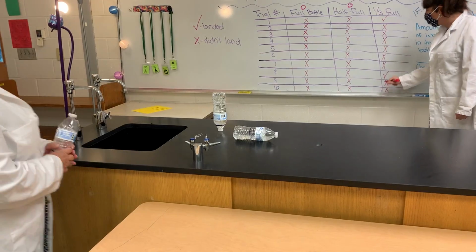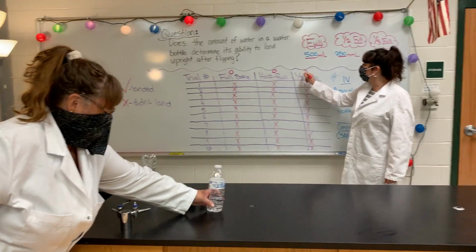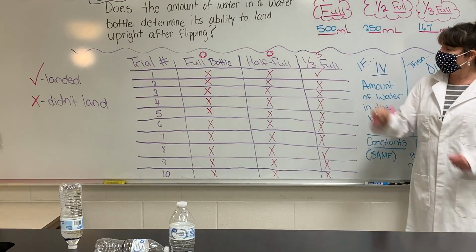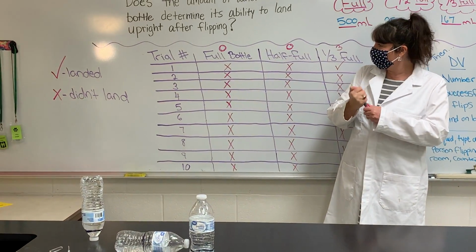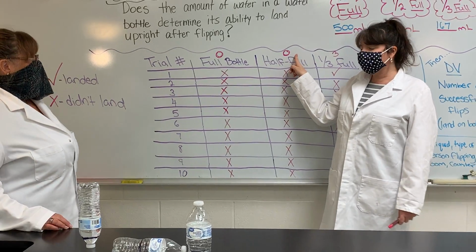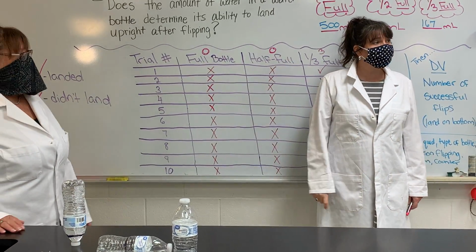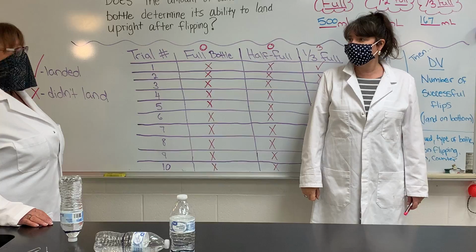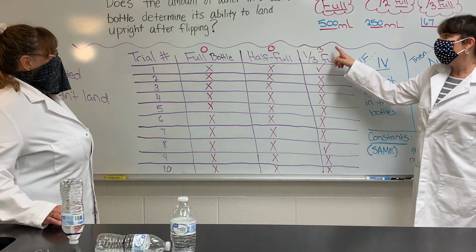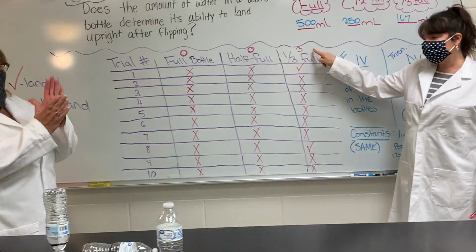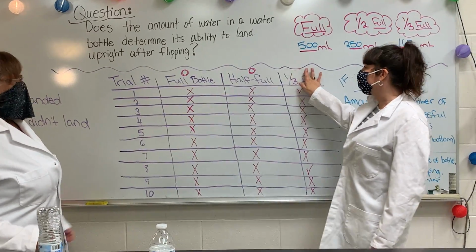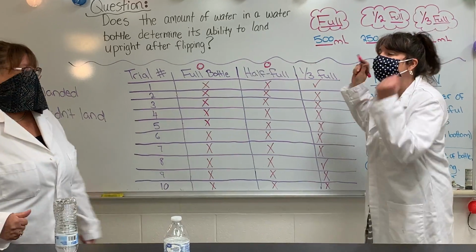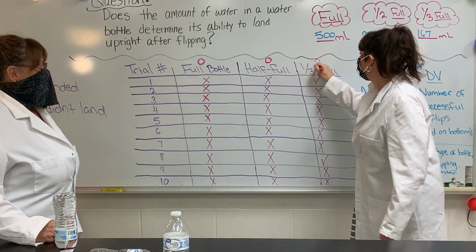Oh, but you know what? This one we have repeated trials, and in our results, we got 0 successful lands on our full bottle, 0 successful lands on our half full bottle, and that was our prediction. That was our hypothesis. But we got 3 successful flips. 3! Or did we get 2? My bad. We got 2. We were really hoping for 3, but that's all right. Yes. Almost.